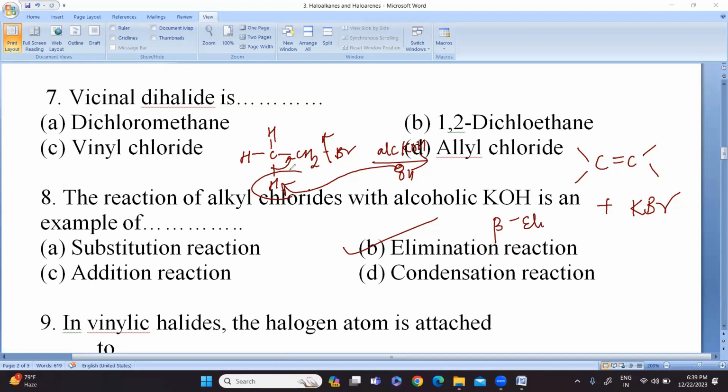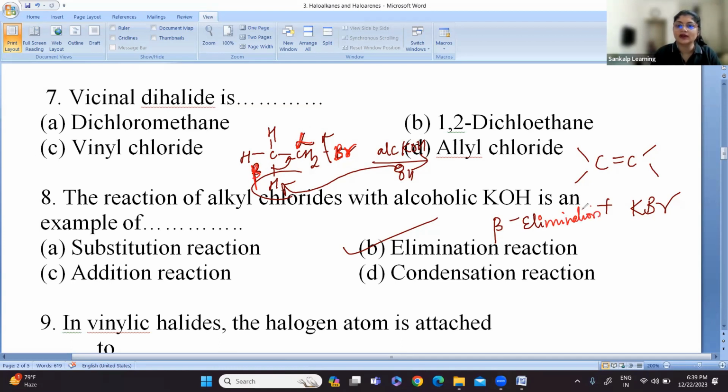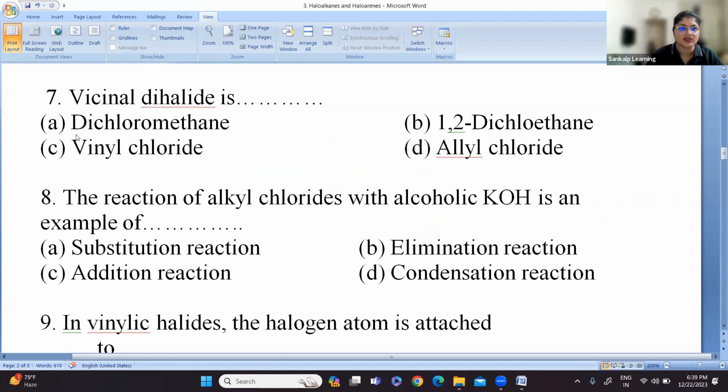This is your alpha hydrogen, because it is next to the halogen group, and this is your beta hydrogen. So it is called beta elimination, because from your beta carbon, your hydrogen is eliminated. So this OH will abstract this hydrogen, and this in turn will take your bromide along with it. So this is an example of elimination reaction.